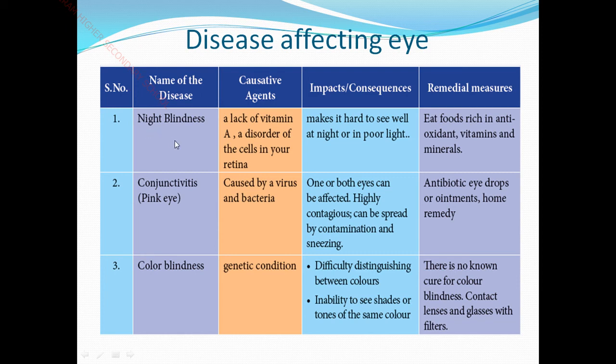The first disease is night blindness, which is due to lack of vitamin A, a disorder in the cells of our retina.